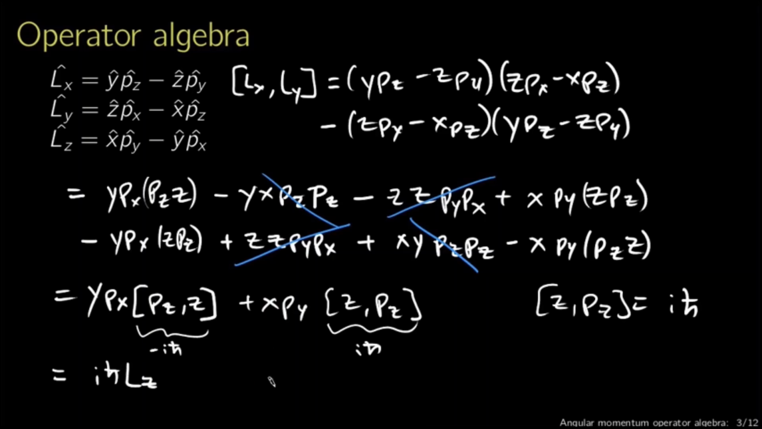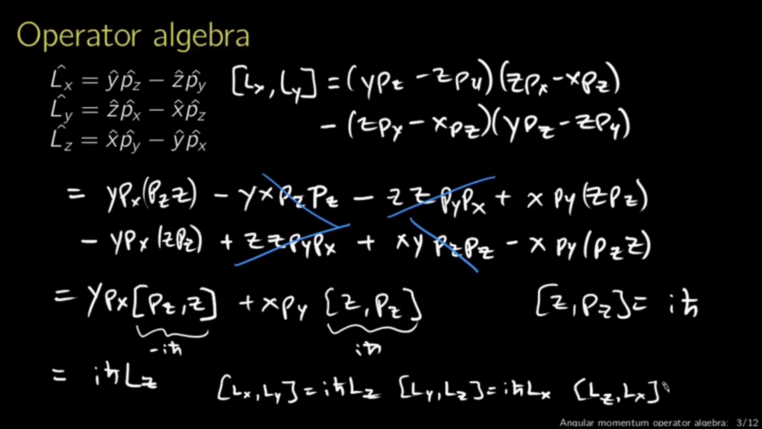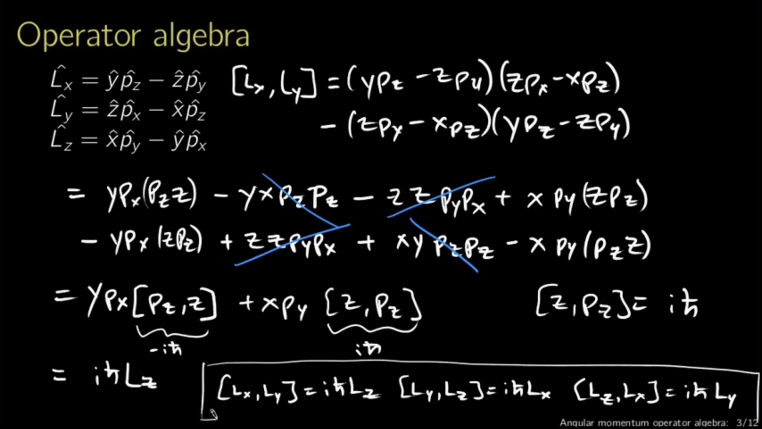You can write down expressions for all of the commutators in this way. The commutator of Lx and Ly is i h bar Lz. The commutator of Ly and Lz is i h bar Lx. And the commutator of Lz and Lx is i h bar Ly. Likewise, if you swap the orders, you get minus signs. These are the commutators that are going to be useful to us in considering the algebra of angular momentum.